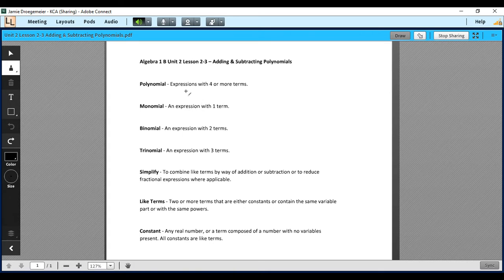In particular, when we use the word polynomial, we're going to be talking about ones that have four or more terms. But you might hear that word referenced to any expression that has more than one term. An example of a polynomial might be 3x to the third plus 2x squared plus 5x plus 6. There are four terms here, separated by addition or subtraction, so this would be considered a polynomial.